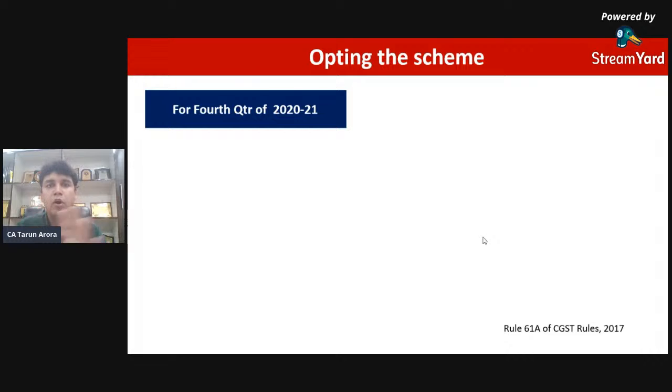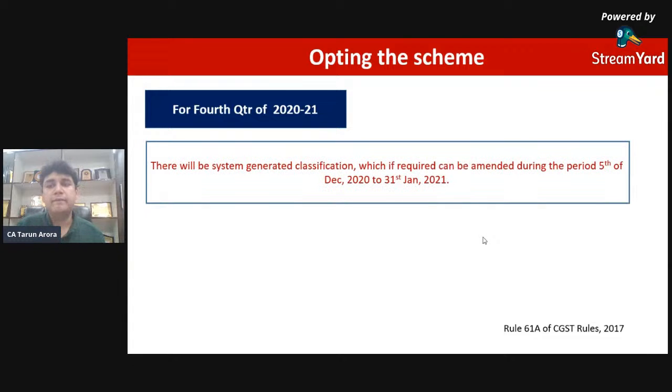So just forget about all this automatic or non-automatic. I have to understand whether I want to go for QRMP scheme or not. If the government has taken me into QRMP, very good. If the government has not taken me, then I will opt for it myself. So for the fourth quarter, that is the first tax period of QRMP scheme, the government has said that you can opt for this option from 5th of December to 31st January 2021. So the first tax period, which is commencing from 1st January 2021 to March of 2021, you can opt for this scheme from 5th to 31st January 2021.